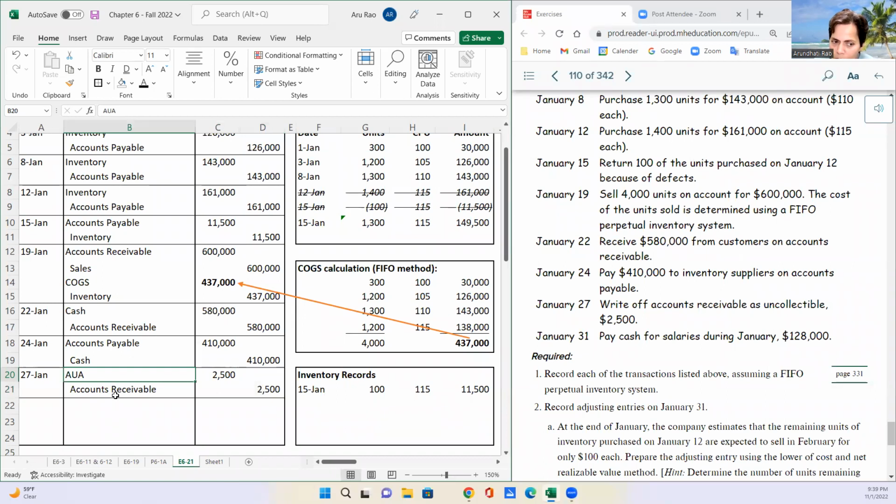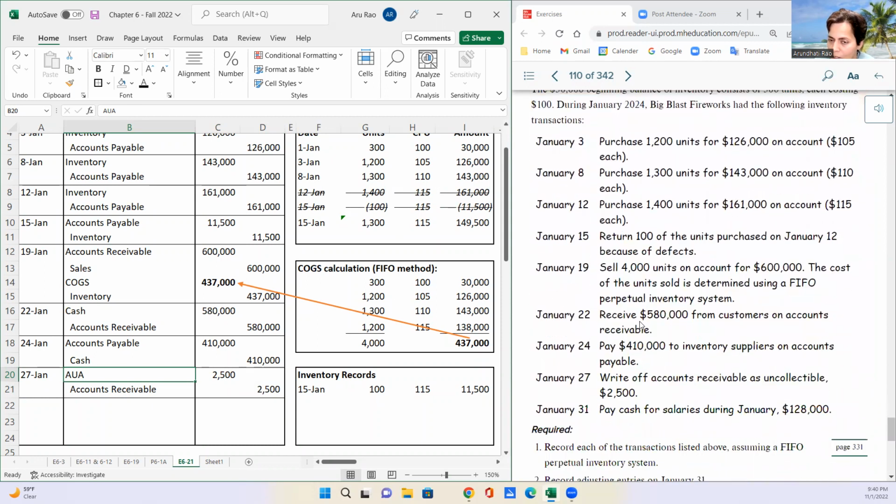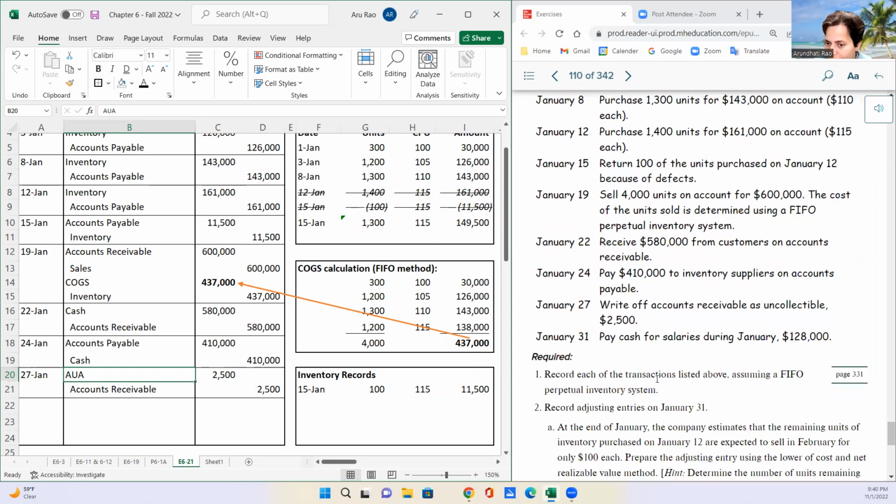How do I know I'm using the allowance method? If you look up at the list of your accounts, you have allowance for uncollectible accounts. You know you're using the allowance method based on that information. And again, generally accepted accounting principles tell us we should use the allowance method and not the direct write-off method.